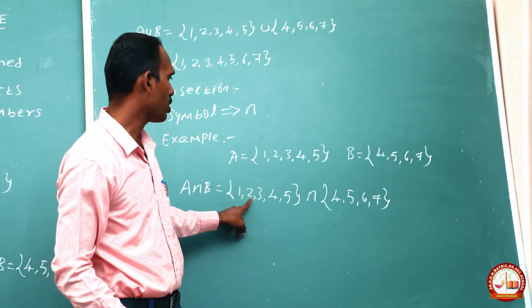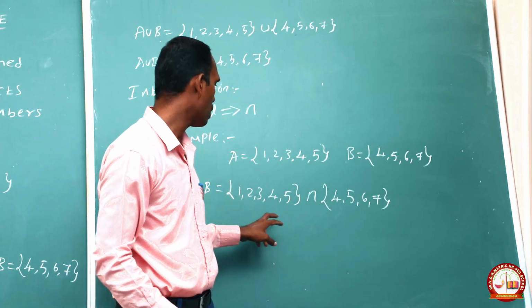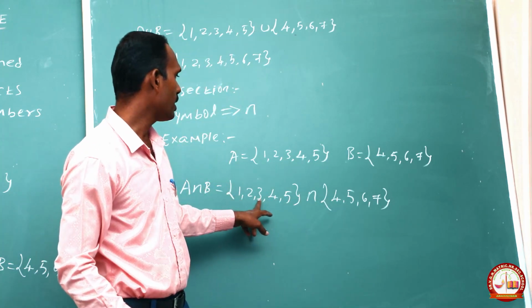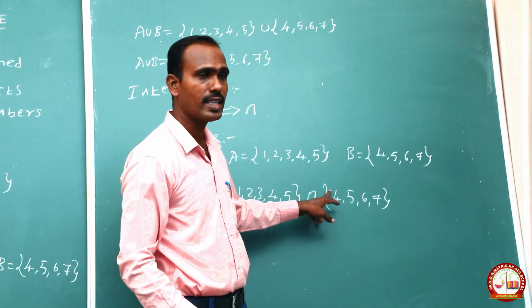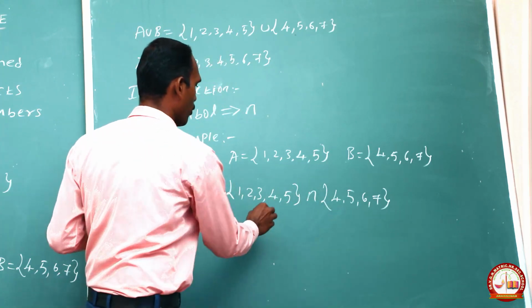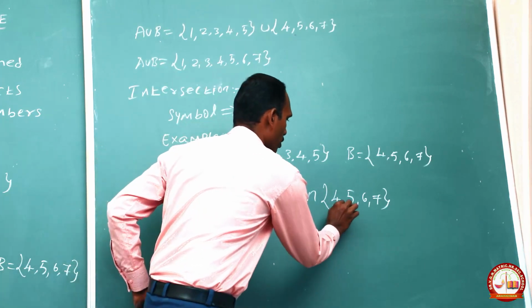And then here you are having the 2. Here you are not having the 2. So don't write the 2 also. Here you are having the 3. Here you don't have the 3. So don't write the 3. And then you see the 4. Here you are having 4. Here also you are having the 4.